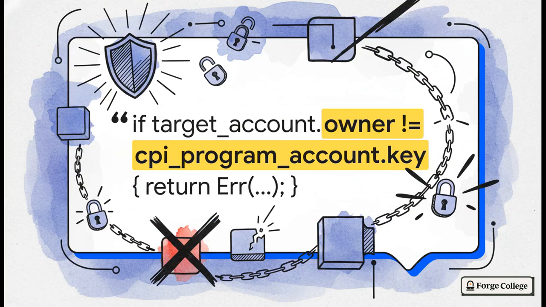Right after that, you implement the owner check by writing if target_account.owner is not equal to cpi_program_account.key, you totally neutralize the account substitution attack we talked about earlier. You are actively verifying, hey, this data box I was handed, it was actually created and is owned by the program I'm about to call. If it's not, you throw an error and halt the whole transaction.